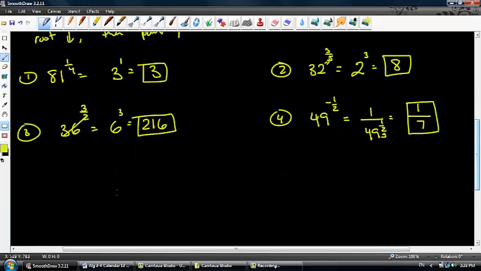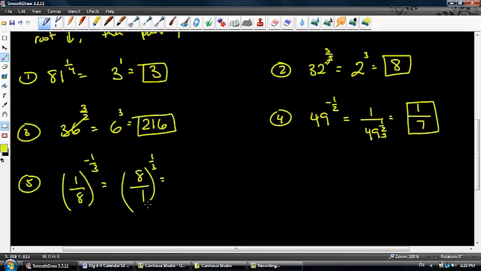And let's take a look at a couple more, sorry. The whole thing, 1/8 to the -1/3 power. So let's go ahead and invert the whole thing. So that's really 8/1 to the 1/3 power. Well, 1 to any type of root or power is going to be 1, so I don't need to be worried about that. That's gone. 8 to the 1/3 power is 2. The third root of 8 is 2, to the first power is 2.